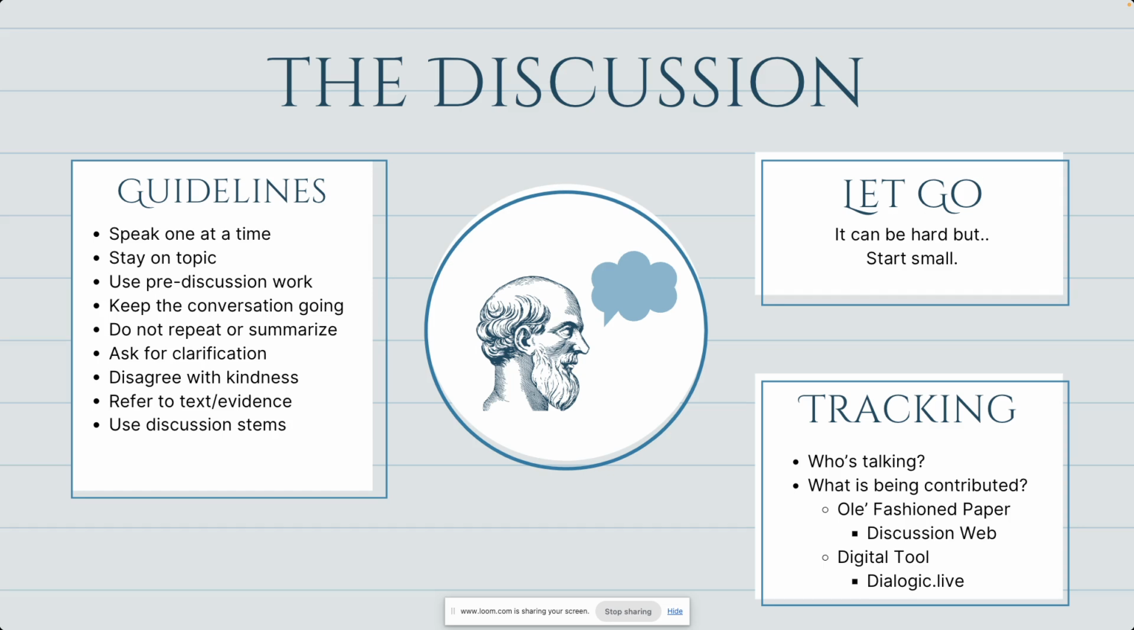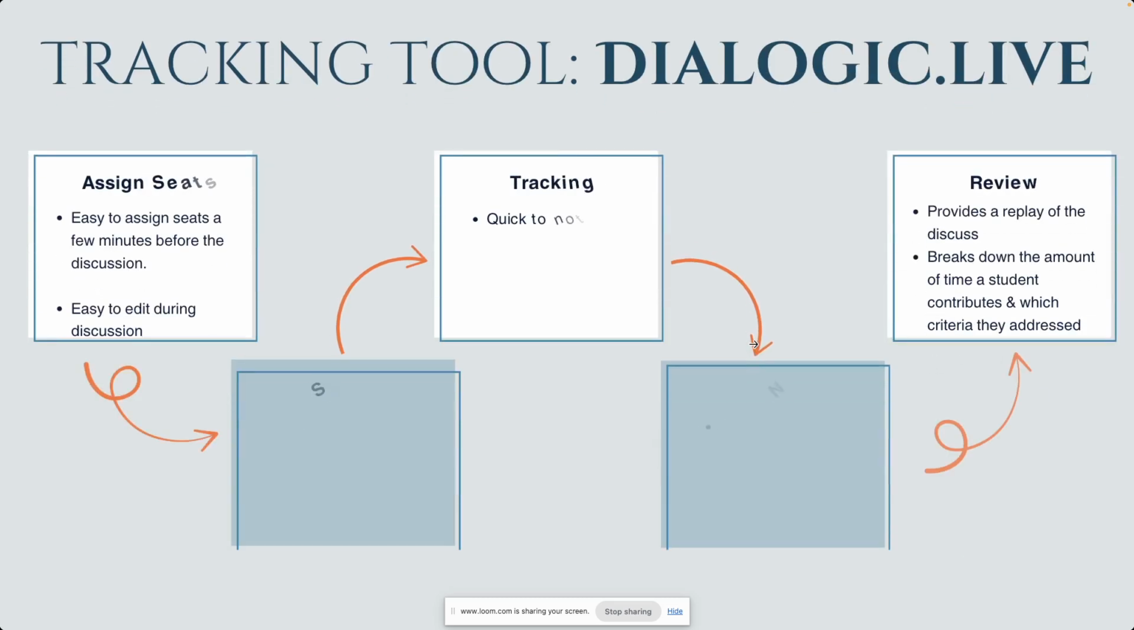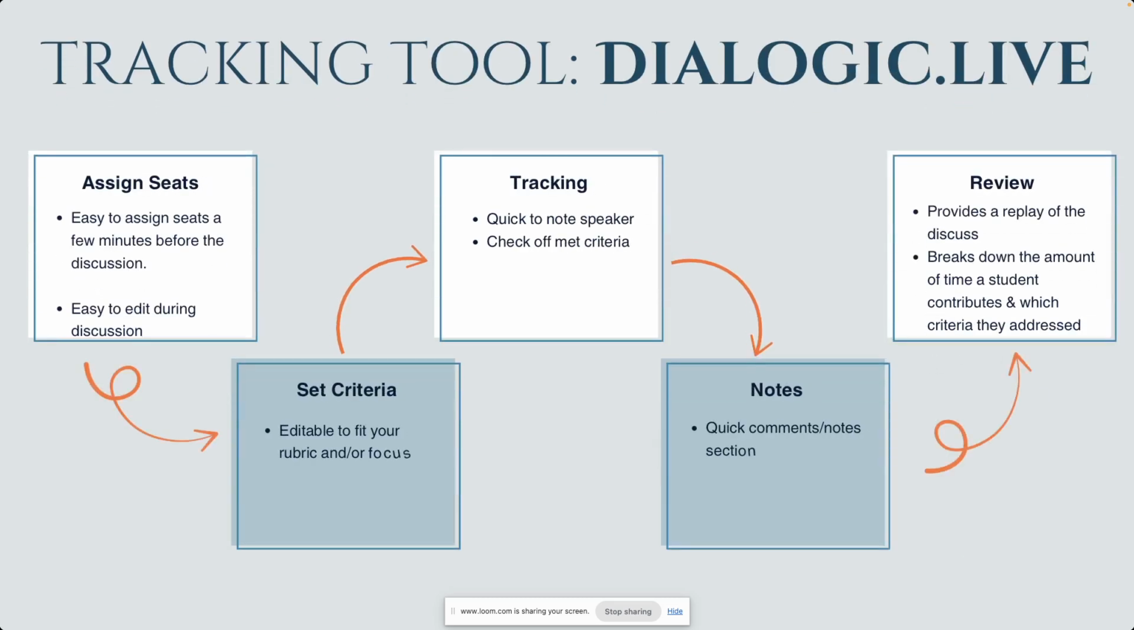The next topic is a big one, which is how to track who speaks, how long each person speaks, the level of their participation. And this is where we want to recommend a tracking tool called Dialogic Live. It is an online platform, it's super easy to use. It's great to use on an iPad. On your iPad, you can assign students to particular seats.